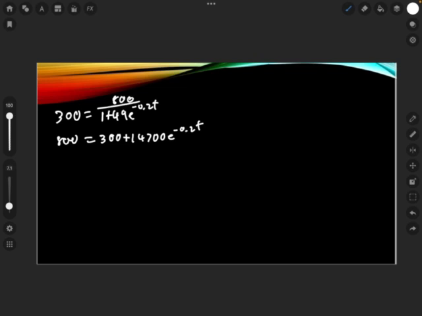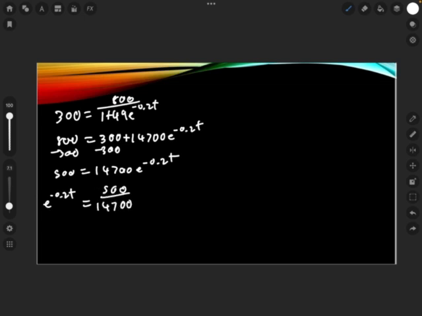So then you should do minus 300, so that's 500 equals 14,700e to the negative 0.2t. So e to the negative 0.2t equals 500 divided by 14,700. For this one, we have a simplified form, so we can just approximate this to 29.4. There's not too many decimals here, so we can use this more comfortably.